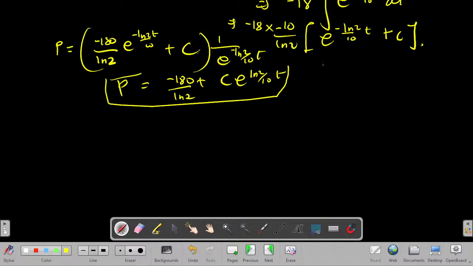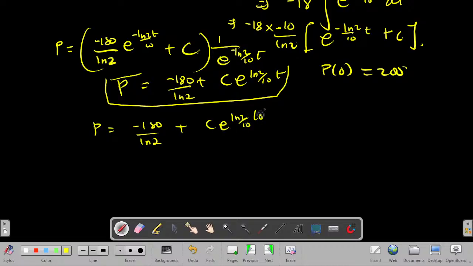Remember, we still use our initial condition that initially there are 200 fish. So wherever I see t, I put 0. As simple as that. So I'll simply have P equal to negative 180 over ln 2, plus c e to the power ln 2 over 10, my t now becomes 0. So this becomes 200 is equal to negative 180 over ln 2. Then everything here becomes 1. So I have plus c.